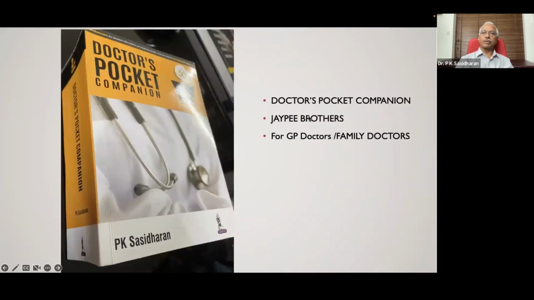And some of the points which I discussed are covered in this book, Doctor's Pocket Companion, which gives the steps to management of seizures.